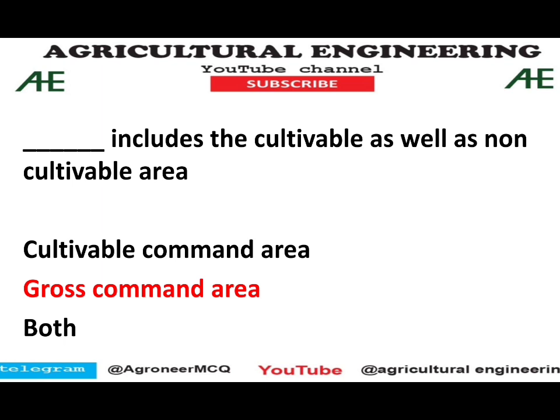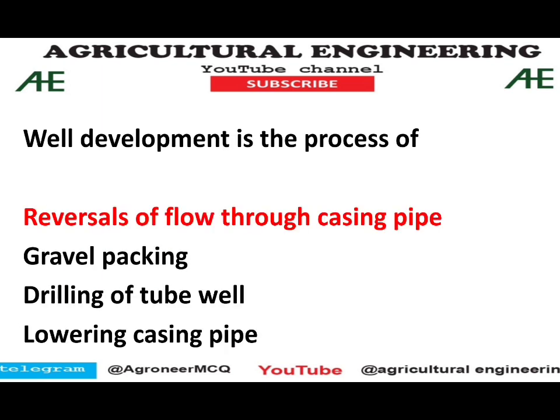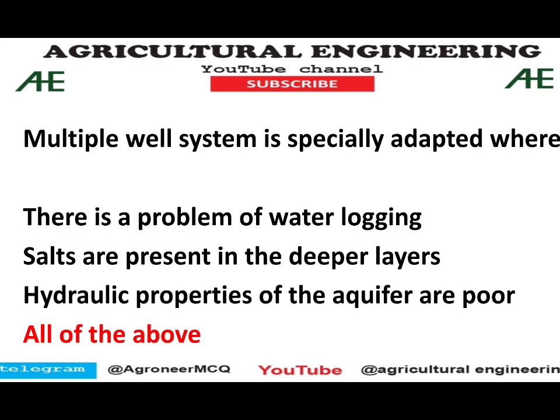Gross command area includes the cultivable as well as non-cultivable area. Well development is the process of reversal of flow through casing pipes. Multiple well system is specially adapted where there is a problem of water logging, salts are present in the deeper layers, and hydraulic properties of the aquifer are poor.